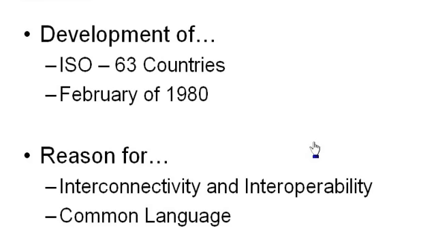So, in the early 1980s, in February of 1980 to be specific, the International Standards Organization of about 63 countries got together and came up with standards. And a lot of these standards are still in use today. But basically what they did was they formed the standards of communication that people would use about how computers communicate. And one of the things that they did was they developed what was called the OSI model.